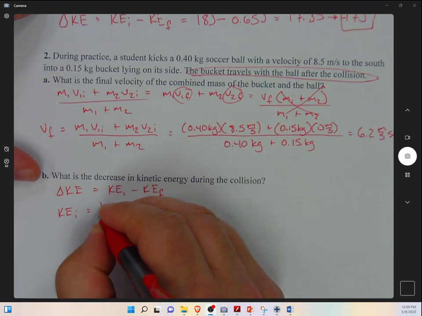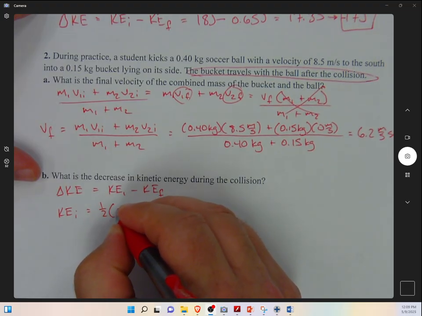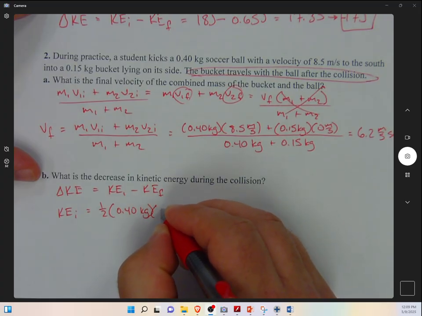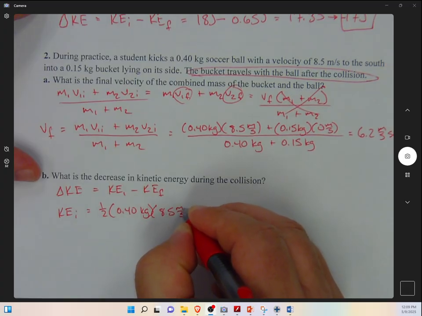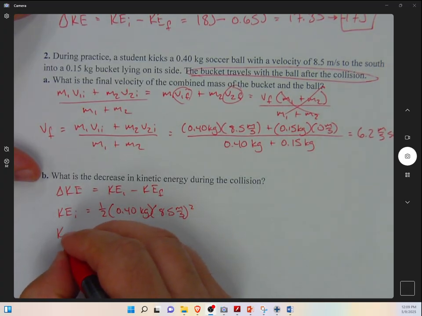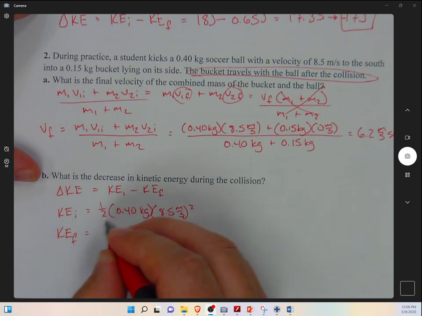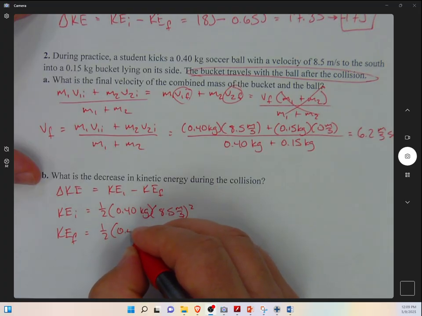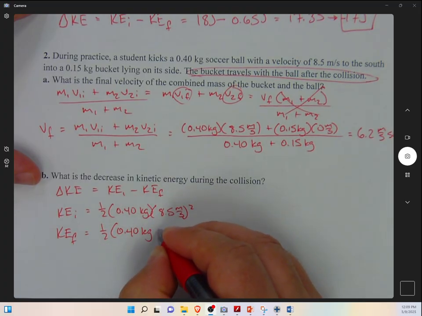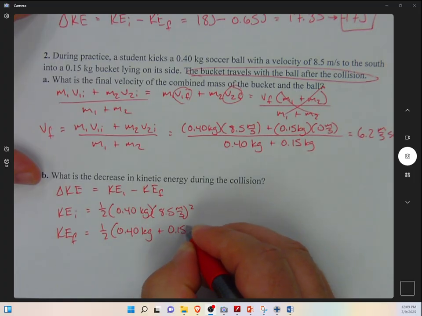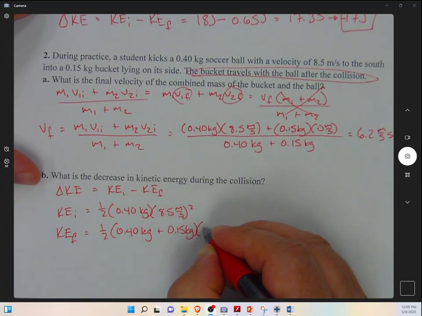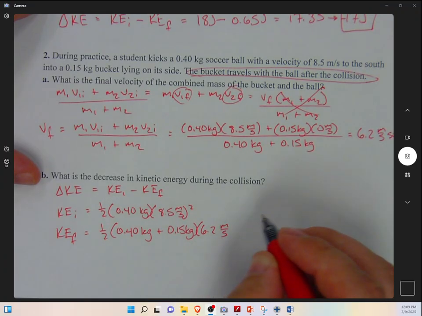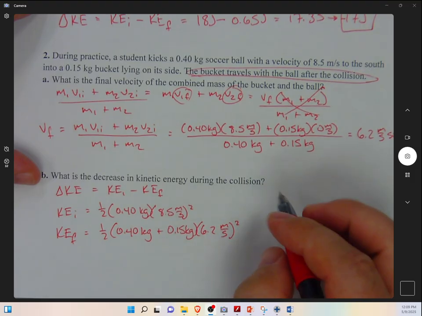Going to be equal to 1/2 times 0.40 kg, and we're going to have a velocity of 8.5 meters per second. We're going to have final kinetic energy. It's going to be 1/2, and we're going to sum the masses and my final velocity, what I got from part A. And we're going to square that.